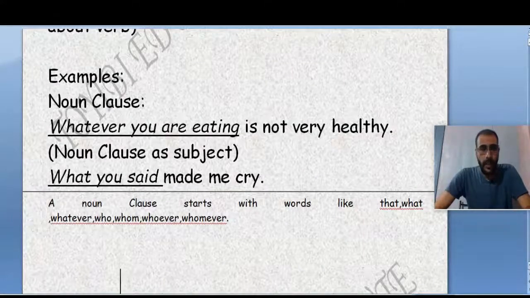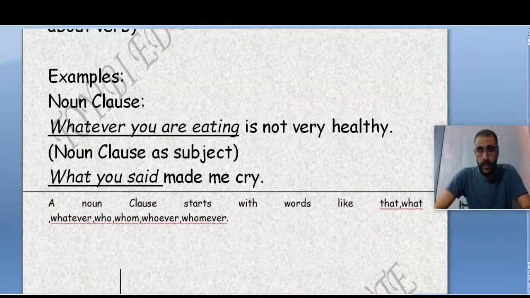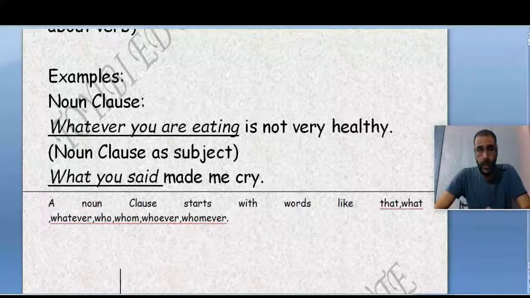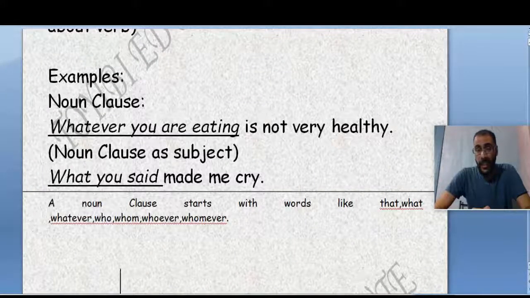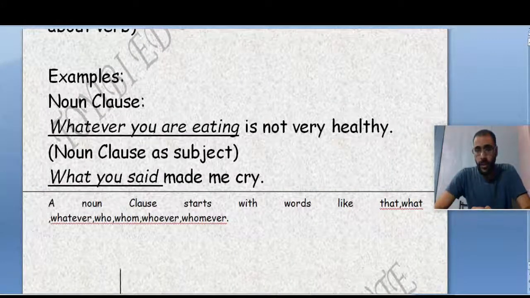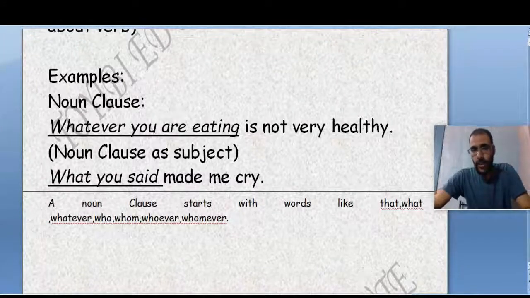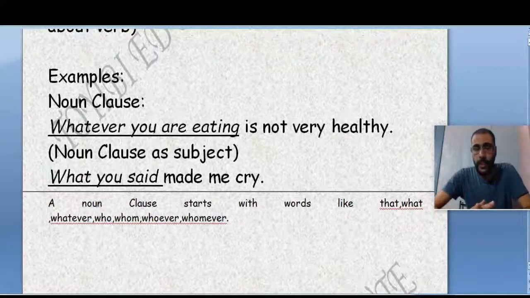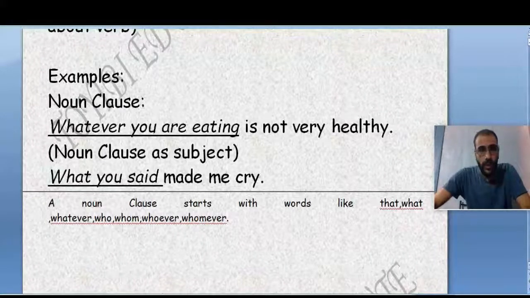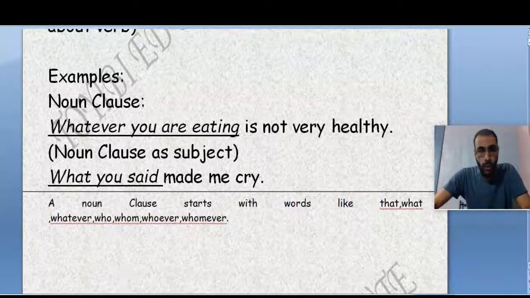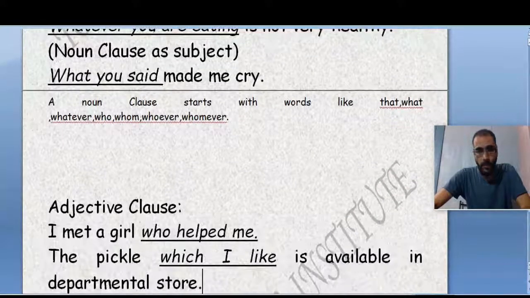Now here are some words which a noun clause starts with. You may have to pause this video क्योंकि ये words आपको, this will help you in recognizing a noun clause just in case you get a question in the examination. And these words are that, what, whatever, who, whom, whoever, whomever.